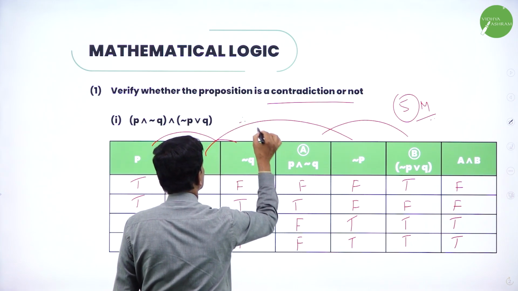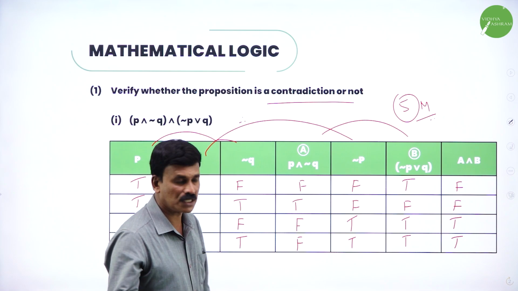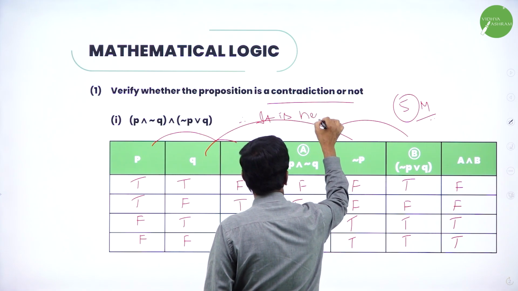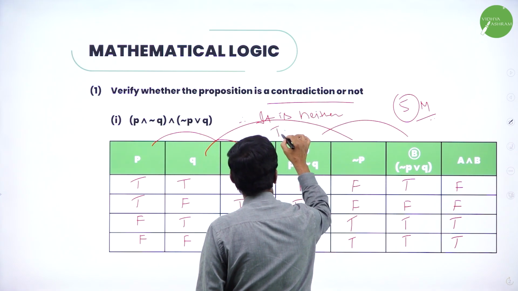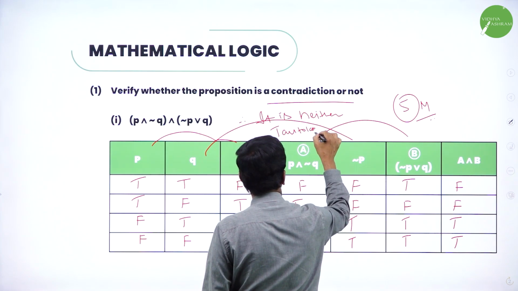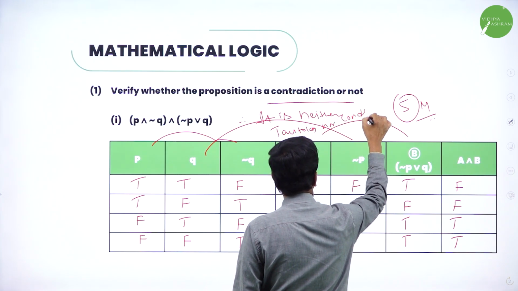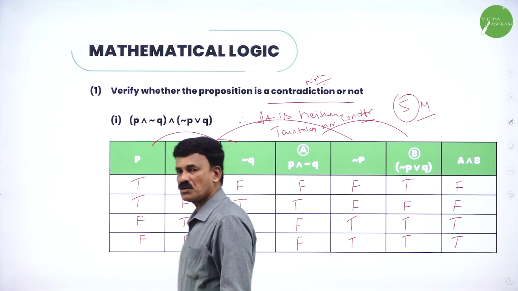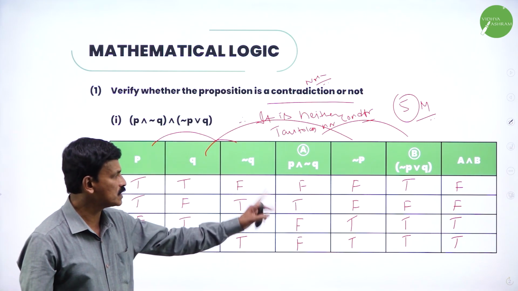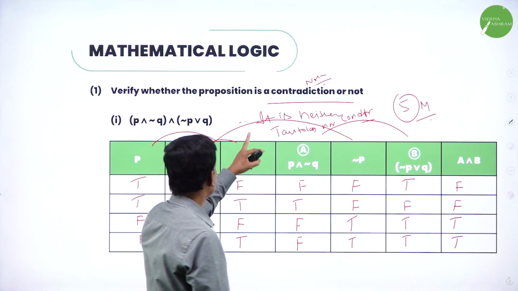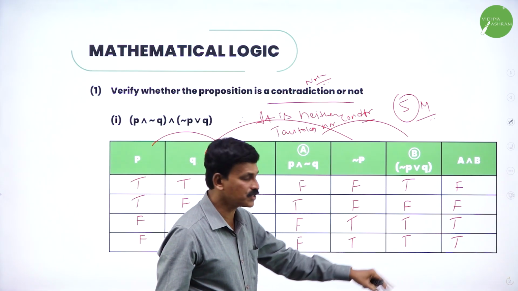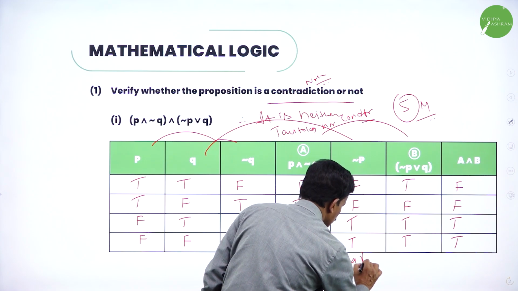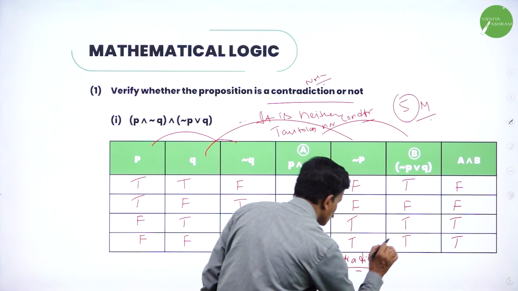So what is the conclusion? Therefore, the given proposition is neither a tautology nor a contradiction. So this is not a contradiction. What was to verify? Verify whether this is a contradiction or not. So this is not a contradiction.